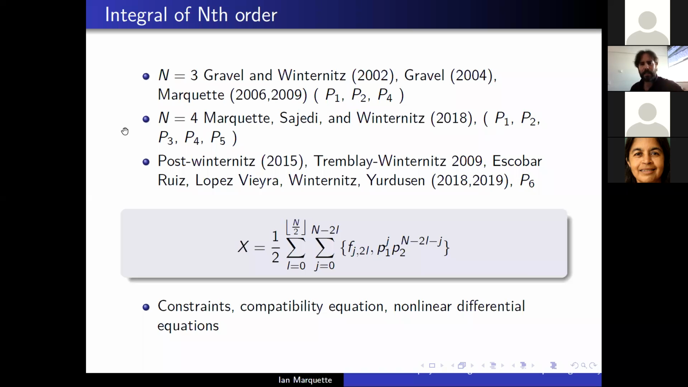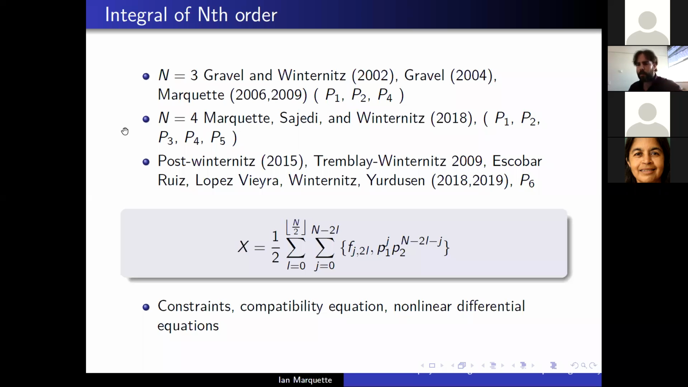This has been extended to when you have one second order integral and one fourth order integral of motion, where you get the first, the second, the third, the fourth, the fifth Painlevé transcendents that appear. And this is in the case that you have separation of variables in Cartesian coordinates. And when you have separation of variables in polar coordinates, you also get the sixth Painlevé transcendent appearing. So this is the form of the integral of motion.